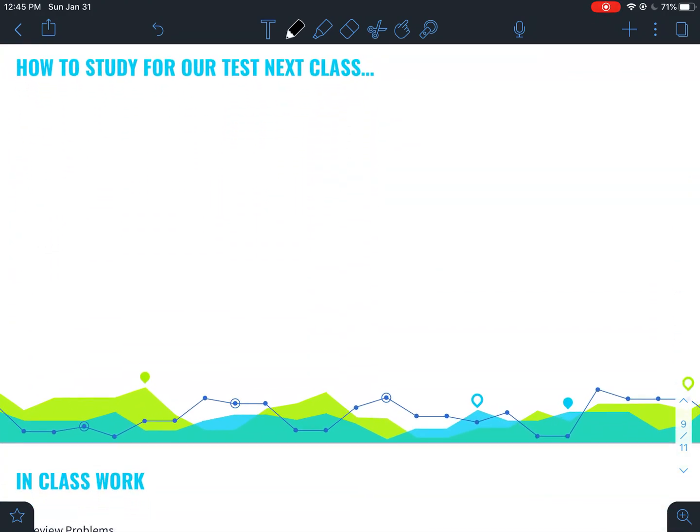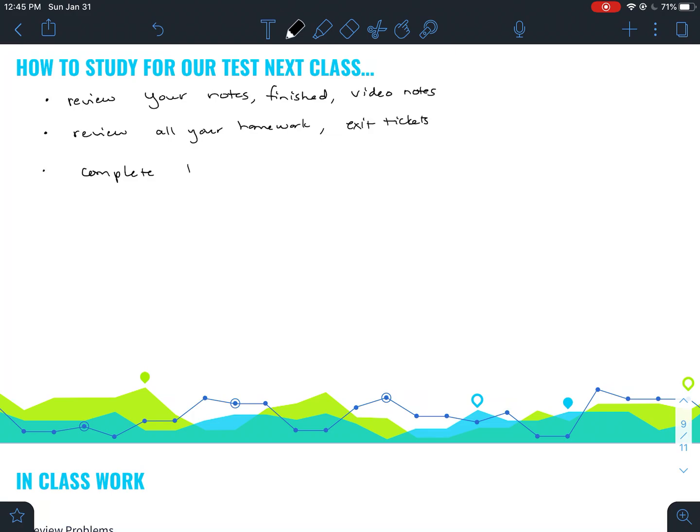So how to study for your test next class. As always, you should review your notes. You should review all the finished notes, and you can watch any video versions of the notes that you need to. You should also review all of your homework and do any additional homework problems that you feel like you should do. You should also review all of your exit tickets and any corrections that need to be done for your exit tickets. You should complete the review assignment that is given at the bottom of these notes.